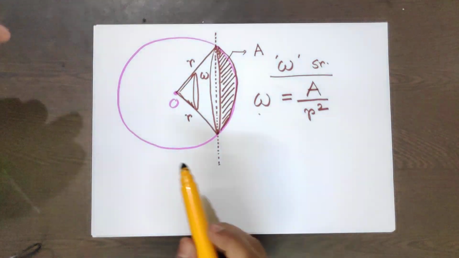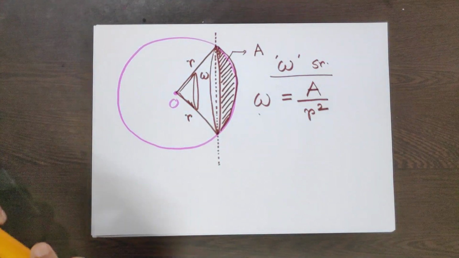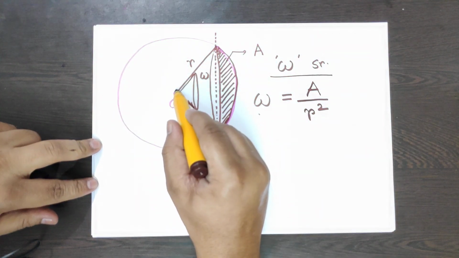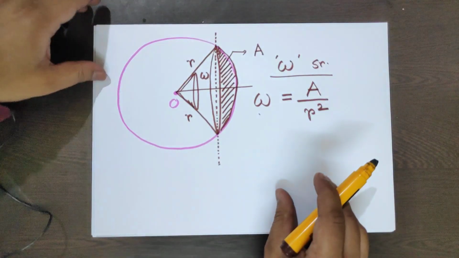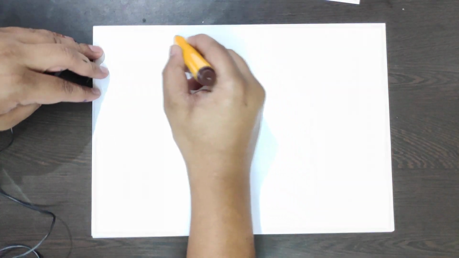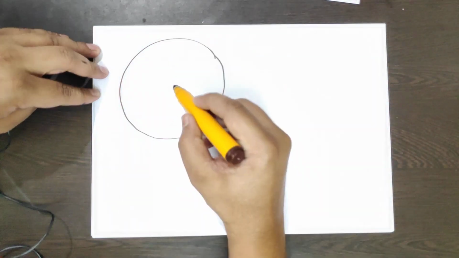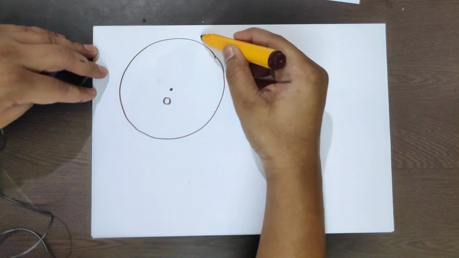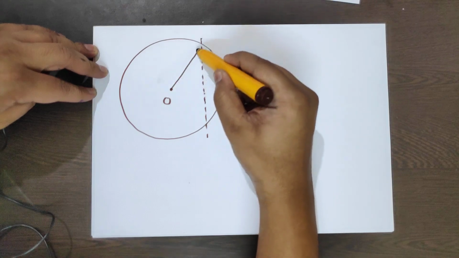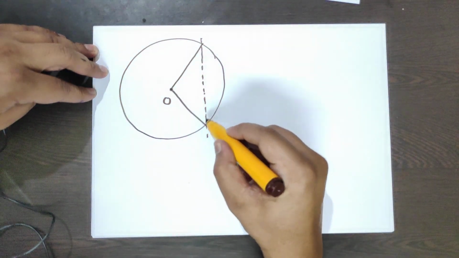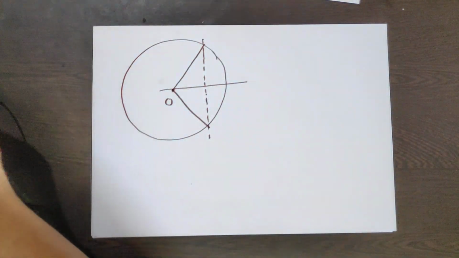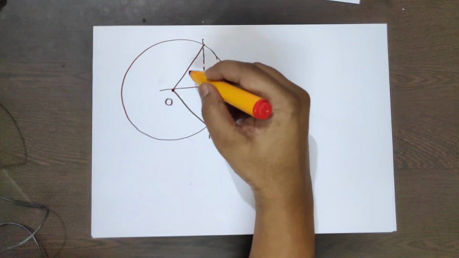Okay, now we will find out this solid angle. Right, now finding out this solid angle will be in terms of this. I'll use one more page for this. Suppose there is a sphere, this is the center. Now that's the chopping knife, spherical onion, and this is the plane angle.